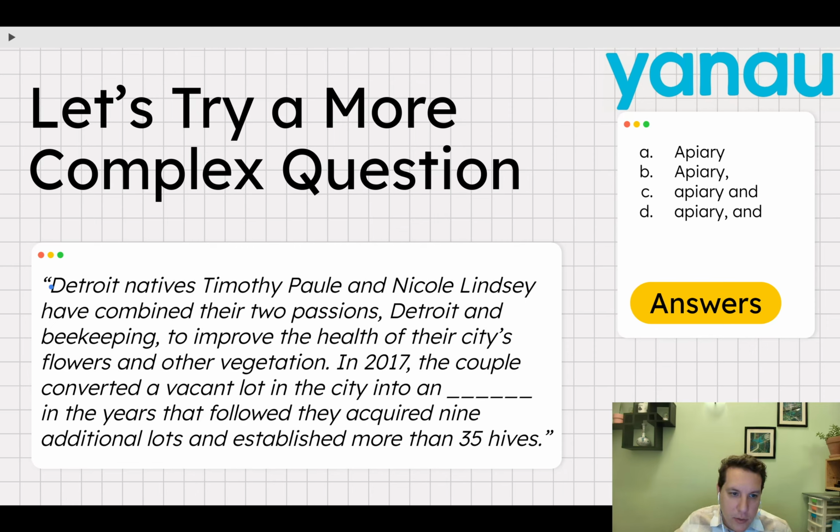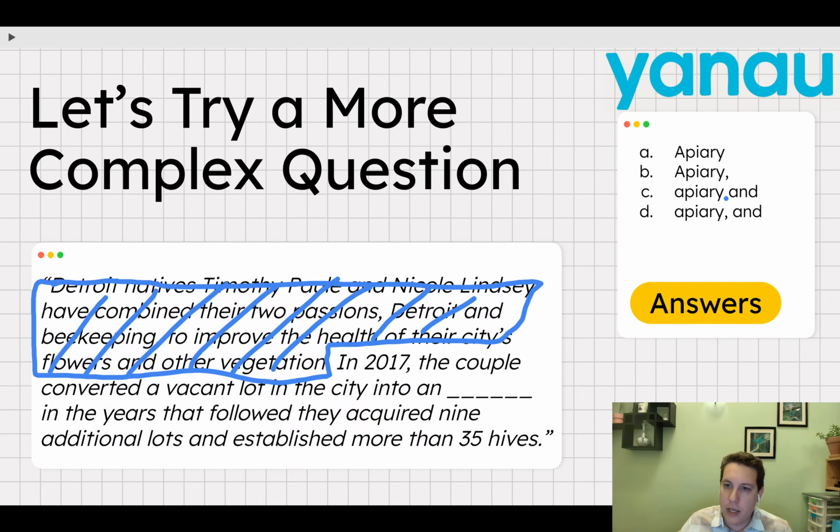It's obvious when we look at the answers, when we have apiary, comma, apiary and, apiary, comma, and, that we're dealing with connecting clauses. And so the question is, what do we need in order to connect two independent clauses? The first independent clause is the couple converted a vacant lot in the city into an. That is the first independent clause. The second independent clause is in the years that followed, they acquired 9 additional lots and established more than 35 hives.